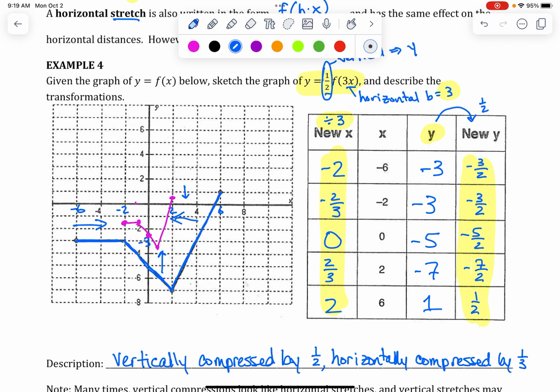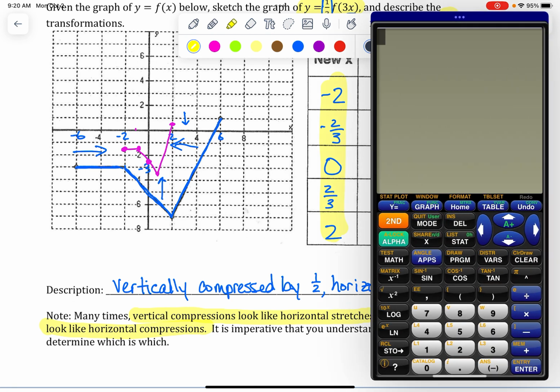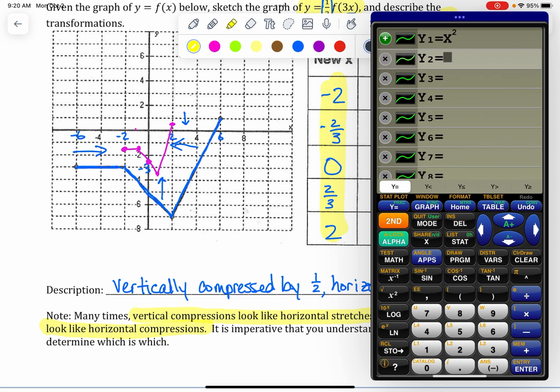All right, so the one disclaimer I will say is that sometimes when you graph something, the vertical compression will actually look like a horizontal stretch, and vice versa. Vertical stretches may also look like horizontal compressions. So really looking at the parentheses and the notation really helps. And I'll just do a quick example here on the calculator. If I have the graph of, let's say, 4x squared.